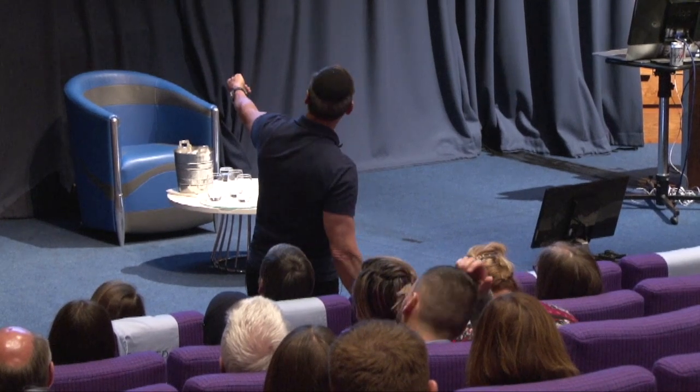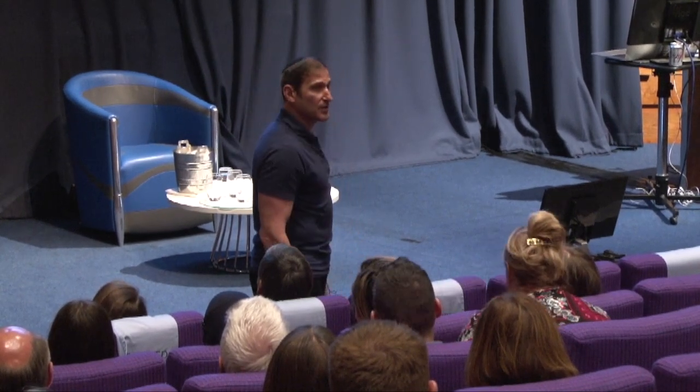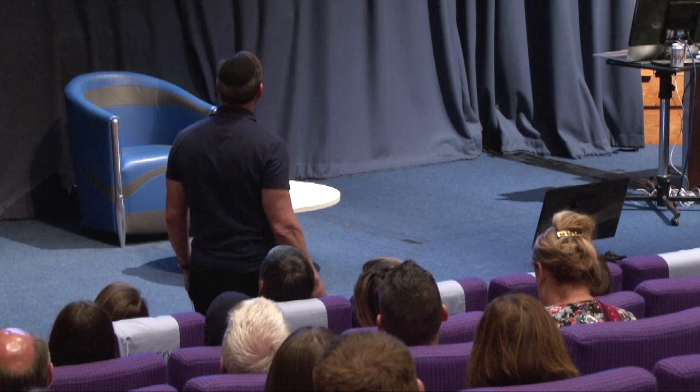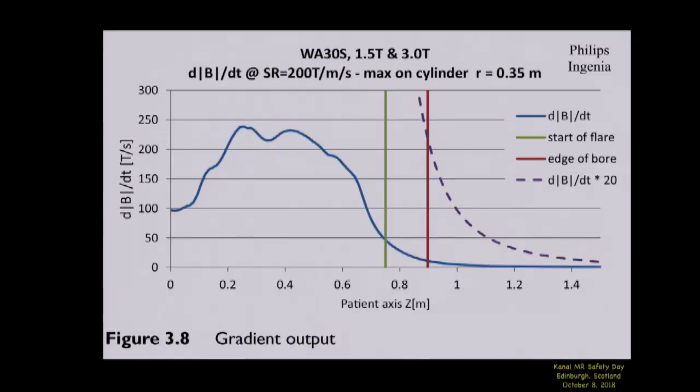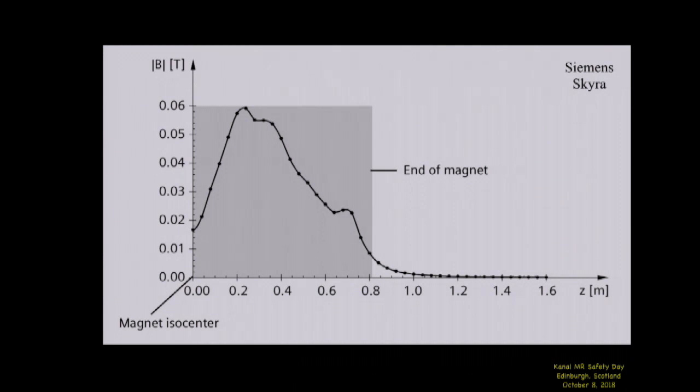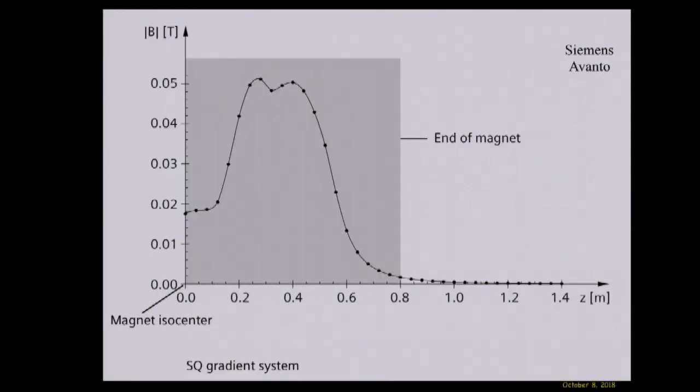And if this is isocenter, this is the gradient changing supra-inferiorly, and this is the start of the flare of this magnet. This is the edge of the board, just trying to give you an idea of what's happening where. A different magnet, different shape. Do you understand? I can't answer the question. The only one that can answer that is the radiographer.